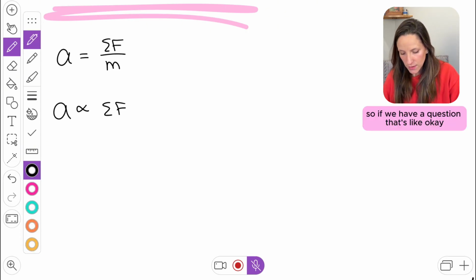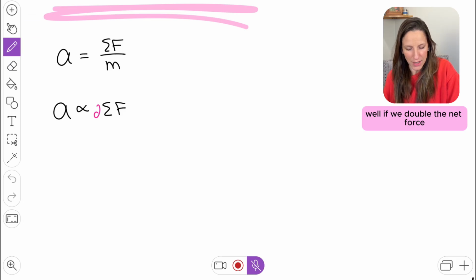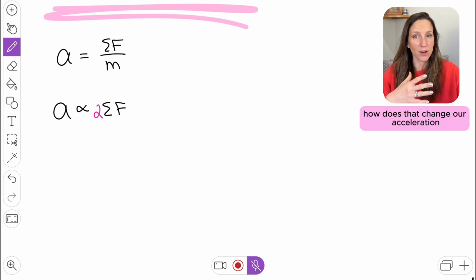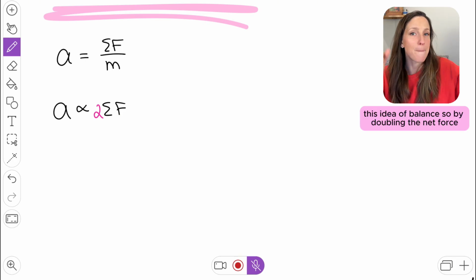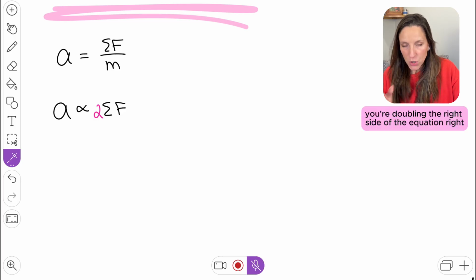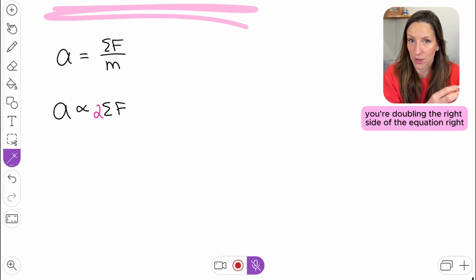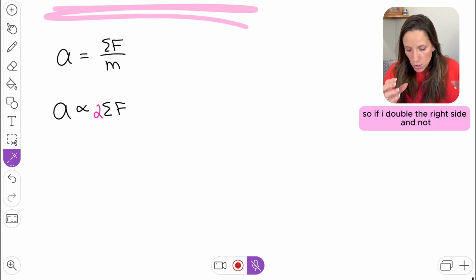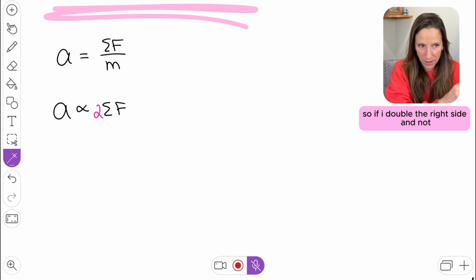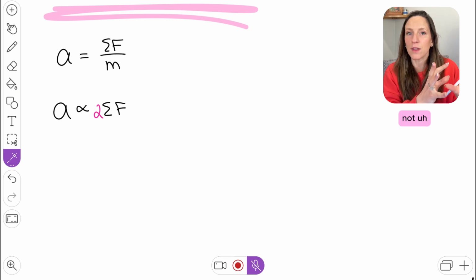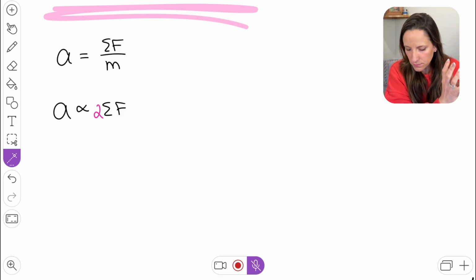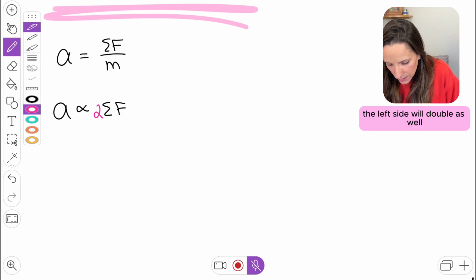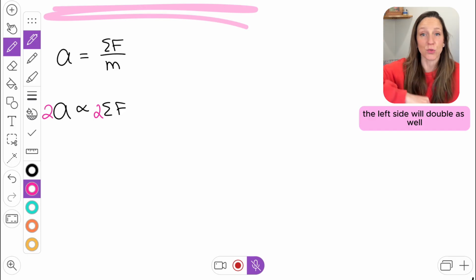So if we have a question like, okay, if we double the net force, how does that change our acceleration? Here's where we start to think about this idea of balance. By doubling the net force, you're doubling the right side of the equation, or the proportionality. So if I double the right side, and not just net force, but we're looking at the whole side, we're doubling the right side. The left side will double as well.